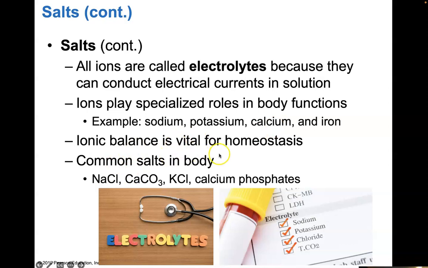Now, the ionic balance, again, is going to be really important for homeostasis, meaning if you can't keep your blood calcium levels at a homeostatic normal level, let's say your blood calcium levels get too low, it's bad because you can't do muscle contraction without calcium in your blood. So all of a sudden your muscles lose the ability to contract, right? That's really bad. Same with sodium and potassium.